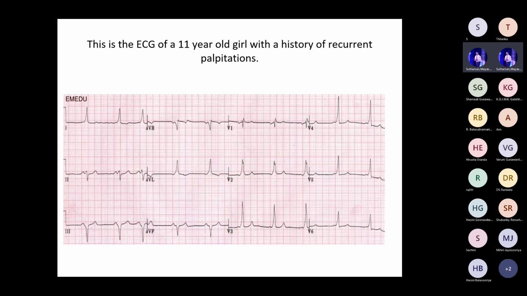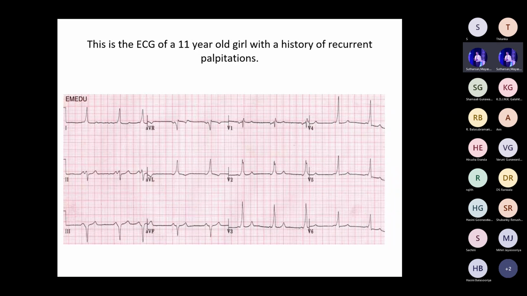Okay, so these also you should know. These are also spot diagnoses. I think everybody knows. An 11-year-old girl with recurrent palpitations. I don't think that's difficult. So these are resting ECGs on an 11-year-old girl with recurrent palpitations. What is this?